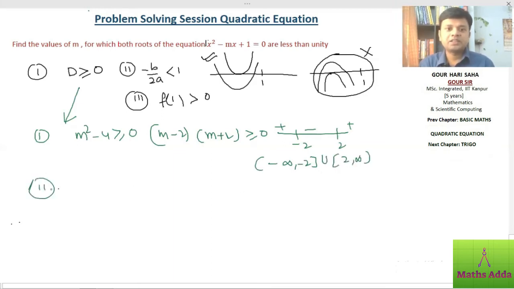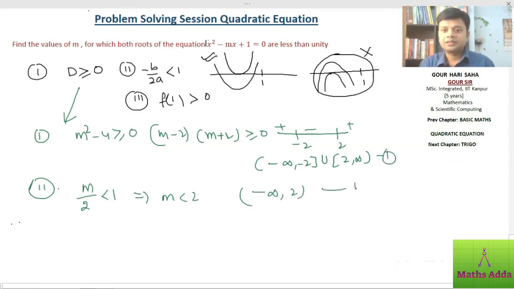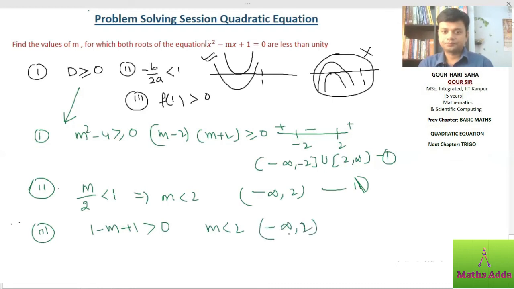Then second is what? Minus b by 2a, that is m by 2, minus b is m and 2a is 2, less than 1. This means what? m is less than 2. It is minus infinity to 2 open. This is first and this is second. Third one is f(1). f(1) is 1 minus m plus 1 greater than 0. This means 2 minus m greater than 0, m is less than 2. Again, m is less than 2. So, it is minus infinity to 2.